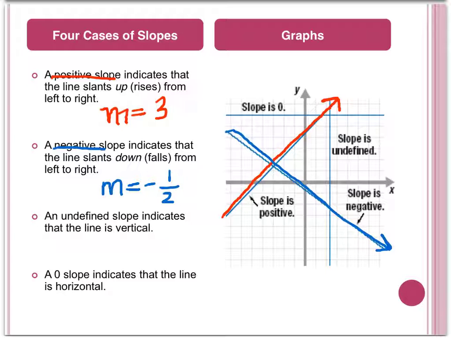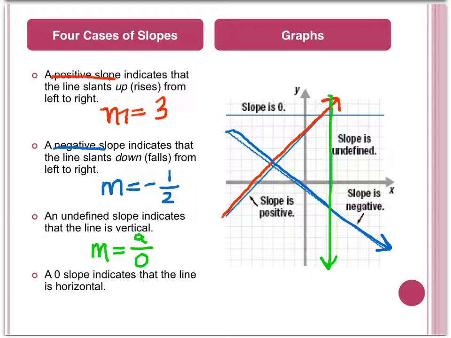Next, we have an undefined slope. This will be illustrated using the green on the graph. And if we were to have an example, this would be finding m equaling any number divided by 0. This is a vertical line.